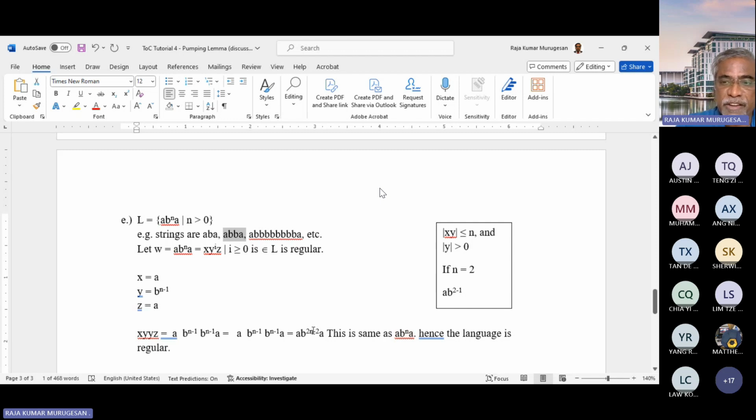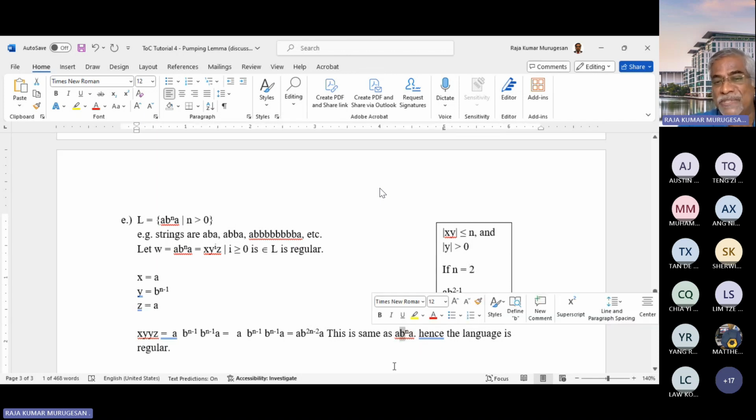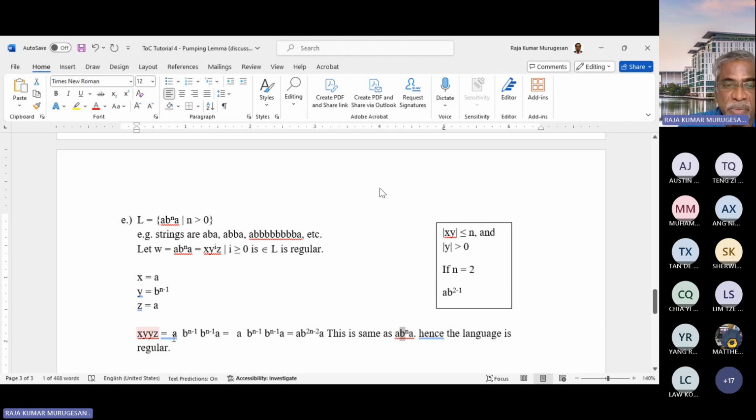Okay, if n is 3, what will happen? n is 3 means it will be 2 times 3, 6. 6 minus 2 is 4, right? So you can have any number of B's, it does not matter. After pumping y one or more times, you will have any number of B's, but in the front you will have only one A, and towards the end you will have only one A. So your resultant string after pumping one or more times will still be in this language.